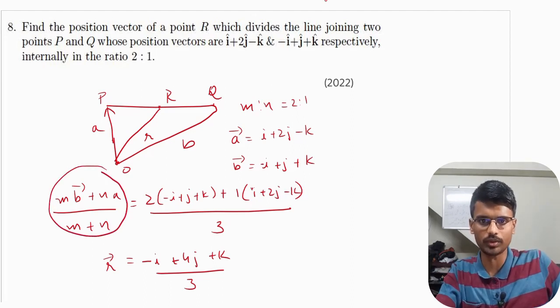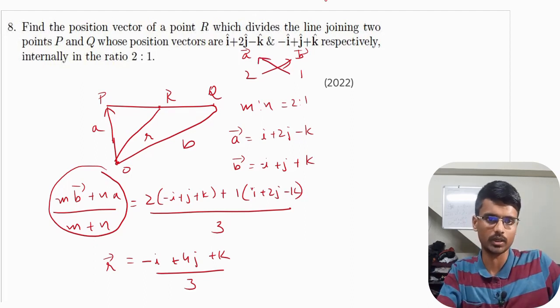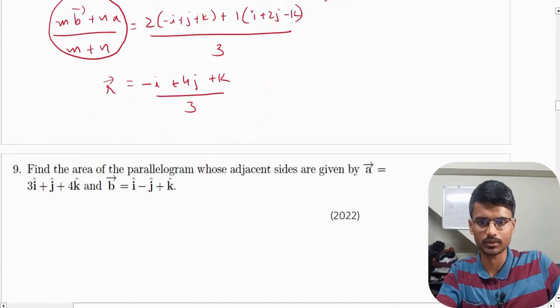So how to substitute? See this. This I have taken as vector A and this I have taken as vector B, and 2:1. 2 will be multiplied with this, 1 will be multiplied with this, divided by 2 plus 1. So this question can be expected. A derivation can be asked or a question on the formula can be asked.